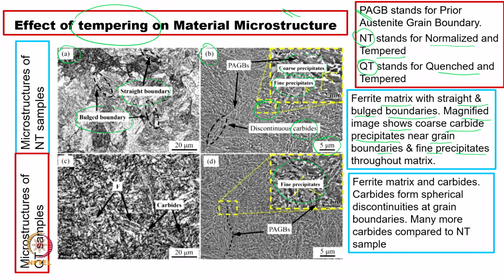Coming to the QT sample, we see the ferrite matrix and carbides which are dominant in this. Carbides form spherical discontinuities, and there are discontinuities available at the grain boundaries, and many more carbides compared to the NT samples, right. So, that is why we say that most of the time the QT sample, which is the quenched and tempered, will have a higher hardness compared to this.